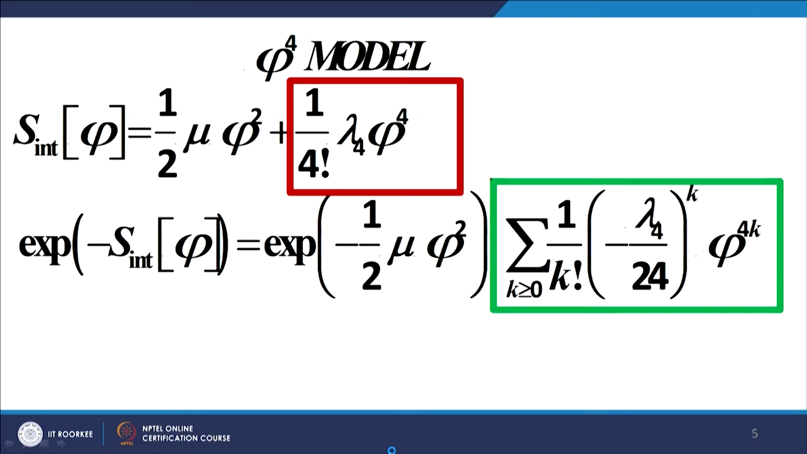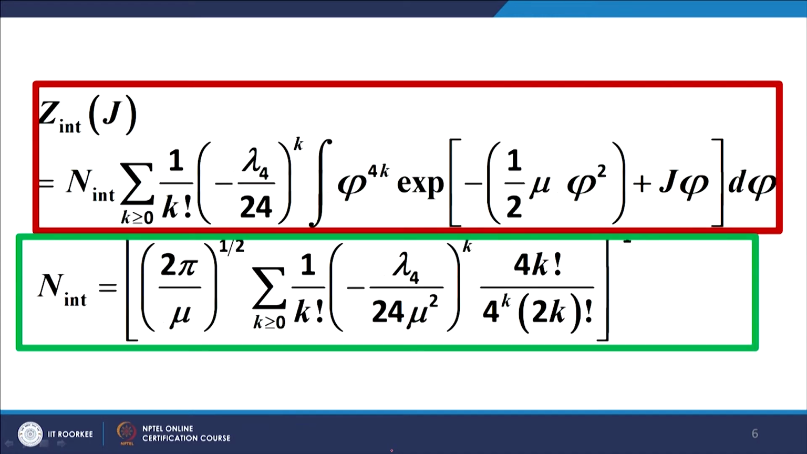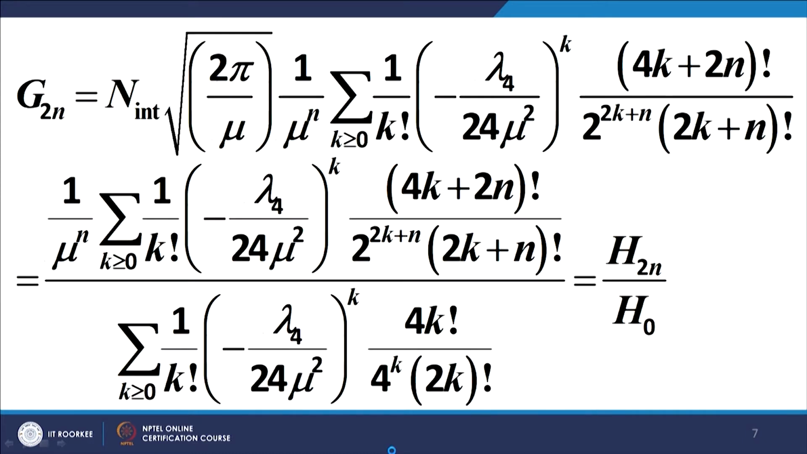For the phi 4 model, we add an interaction term to the action given by 1 by 4 factorial lambda 4 phi 4, and then we expand this interaction term on the premise that the coupling constant lambda 4 is very small as a perturbation series. On that basis we get the expression for the new normalization given in the green box here, and we also get the expression for the 2n point green function as the expression given on the slide, that is represented usually as h2n upon h0, where h0 is connected to the normalization, it is the inverse of the normalization.